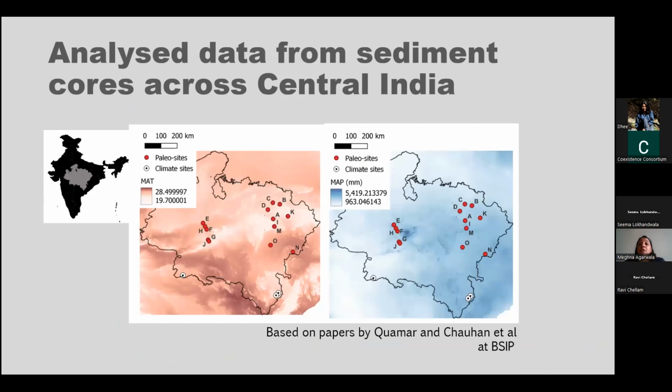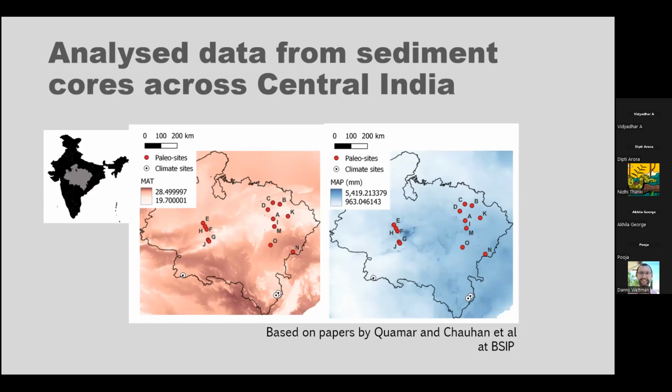Okay. So what we did was we also used samples collected by Dr. Kamar and Dr. Chauhan from the Birbal Sahni Institute of Palaeosciences. And they had, as you can see, 15 cores across central India. The maps here show you, the image on the left is the temperature profile, so you can see the sites are at different temperatures. And the right image is for precipitation, so you can see the sites here have different precipitations.